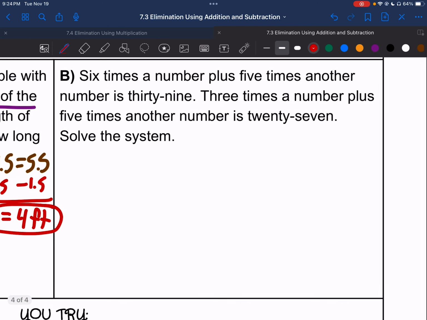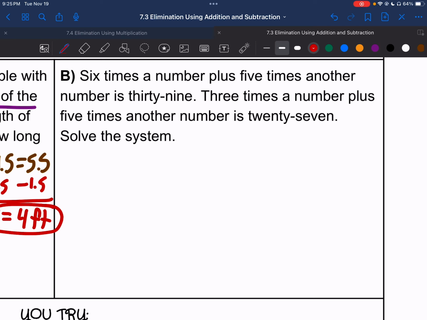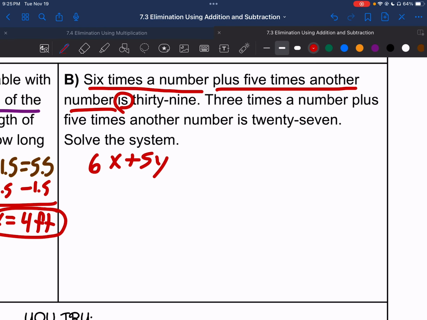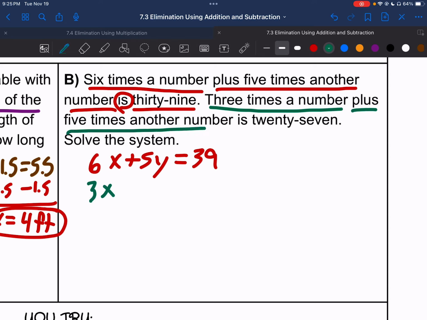All right, let's look at letter B. We've got 6 times a number plus 5 times another number is 39. So let's just take that first sentence. 6 times a number, 6x, plus 5 times another number, plus 5y, equals 39. Now our second sentence, 3 times a number, 3x, plus 5 times another number, plus 5y, is 27, equals 27.